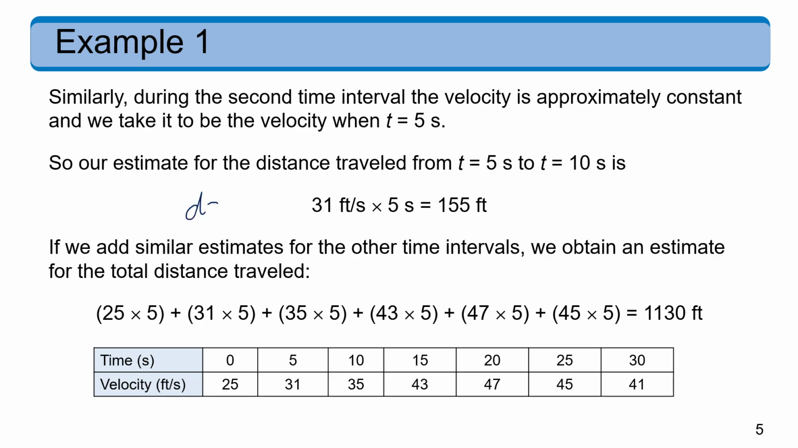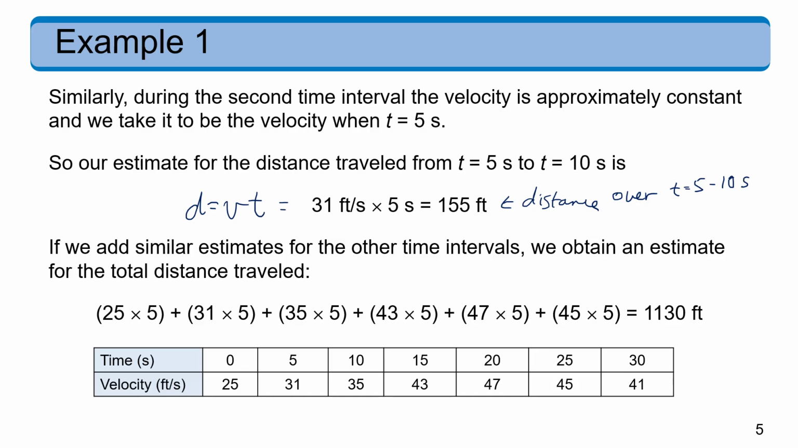Distance equals velocity times time. Plug in the 31 feet per second for velocity, 5 seconds for time. That comes out to 155 feet. So that is the distance traveled during the second interval, which is time 5 to 10 seconds.